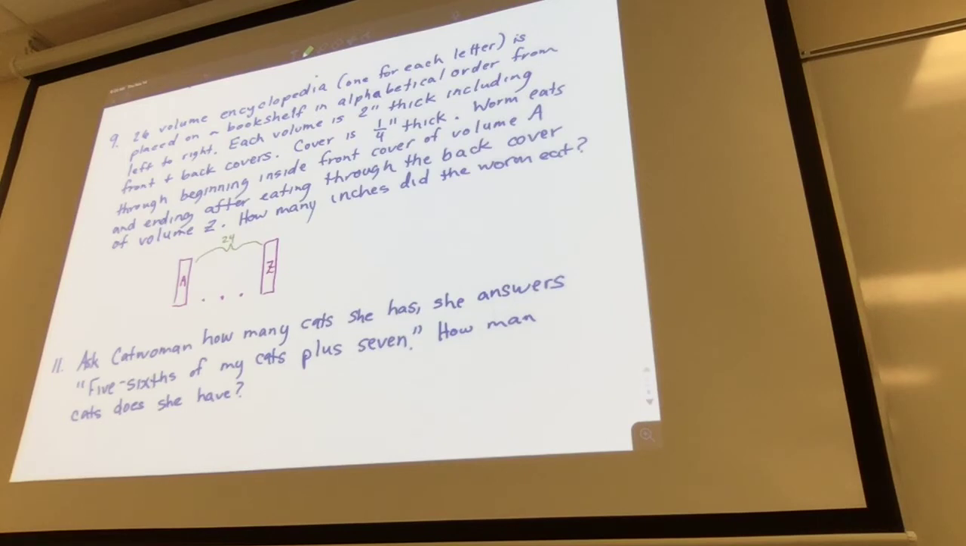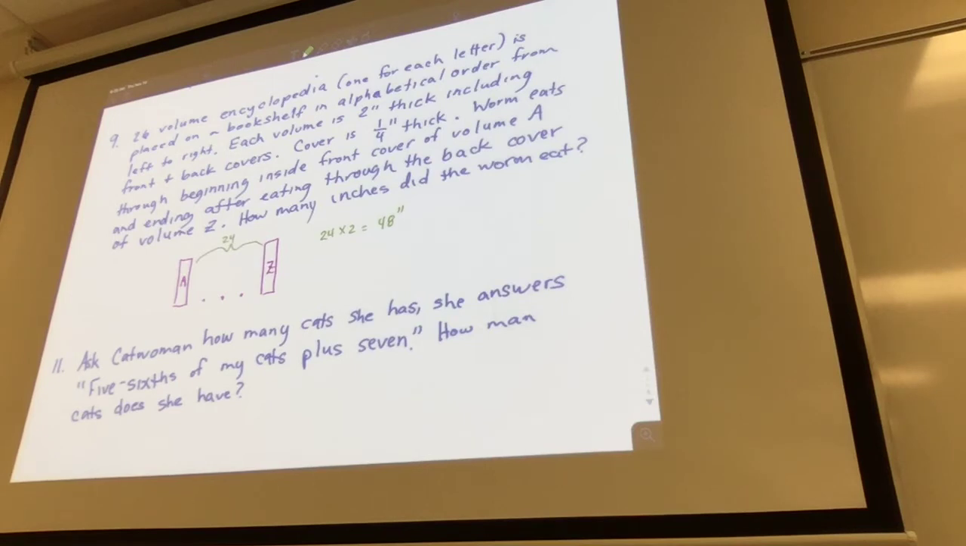How many inches did each worm eat? Now we know the whole entire book is 2 inches, right? But he says he starts where? Inside the front cover. Okay. The first part's easy though, right? So if I take 24 times 2, that part's easy. This whole inside middle is 48 inches, so we know for sure he does that.